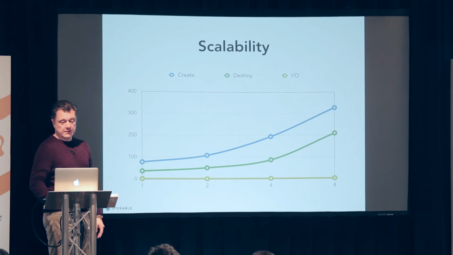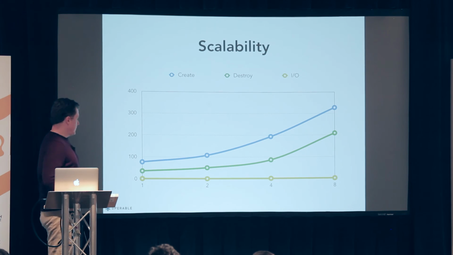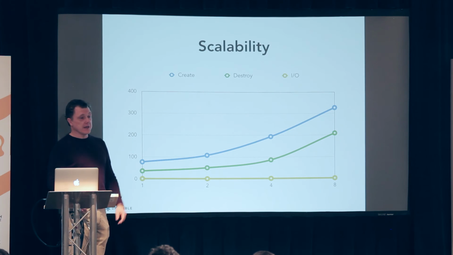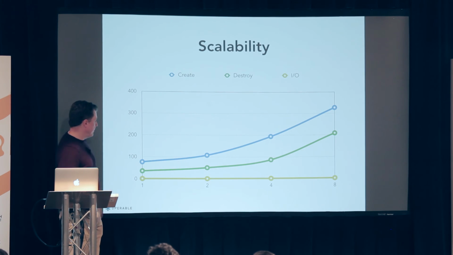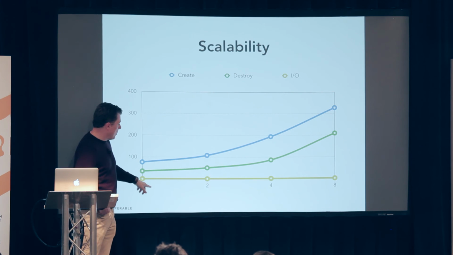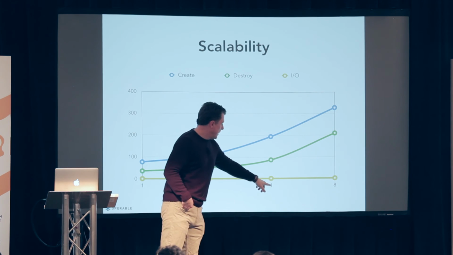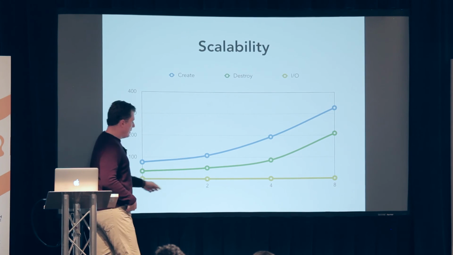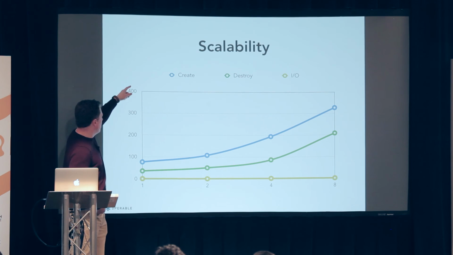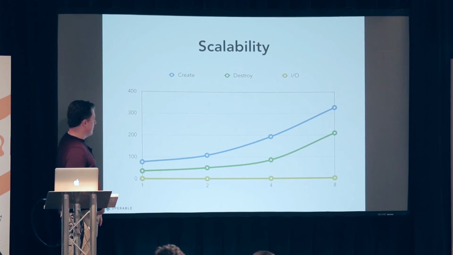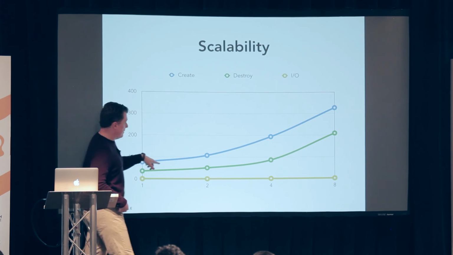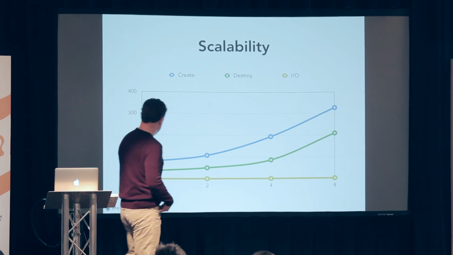Now, that said, container creation, which is the blue line here, has this really sad exponential behavior under load. And that makes me suspect that there's some sort of locking going on inside the Docker daemon. So along the bottom here is the number of concurrent processes asking Docker to create containers. So we go from 1 to 2 to 4 to 8. And this is the number of milliseconds that it takes for the container to get created. So for sure, create has this wicked exponential curve going on.